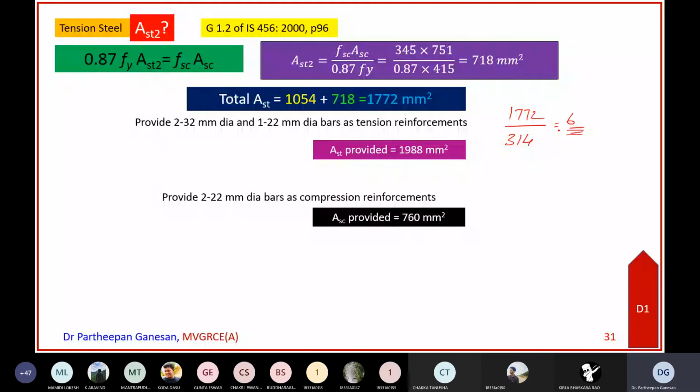How will you provide 6 bars? You have to provide like this, 3 bars here, 3 on top of this, right? But if you provide that, your effective depth will change. You have to find out the centroid of this, and the effective depth will reduce. So again you have to do the recalculation. So we can approximately say that this design is okay.